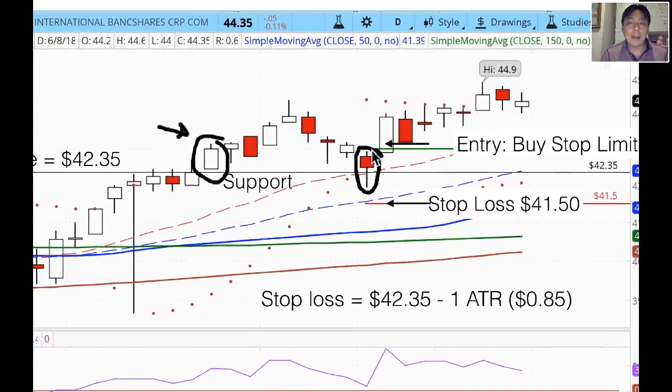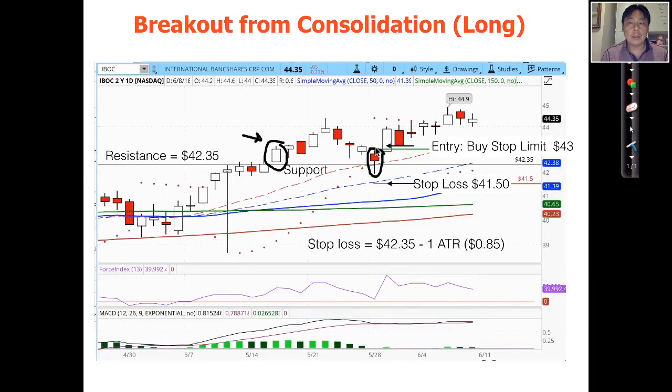So I place my buy order a few cents above the high of that candle. So again, it's a $44 stop. So I'll probably use 3 cents, right? So my buy order is at $43, which means the high was probably at $42.97. So 3 cents above is $43.